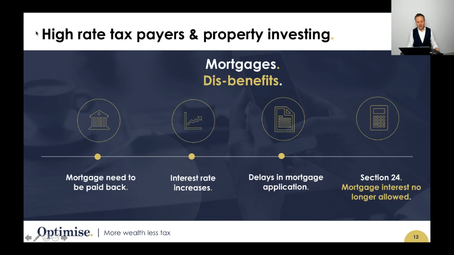But I do want to highlight that there are some disbenefits of having a mortgage, especially as a high rate taxpayer. The first one is the fact that you've got to pay back your mortgages. So if you've got a mortgage, they do need to be paid back, unfortunately. And if you pass away, you've got 12 months to pay back those mortgages. Not you, but your estate, during the time that they're trying to be grieving for you.